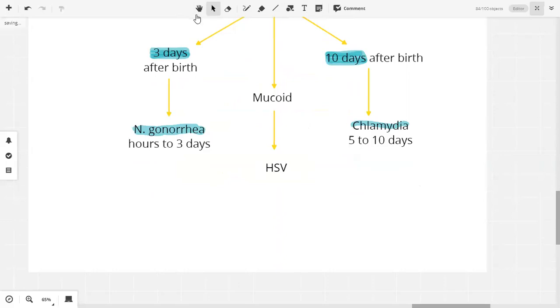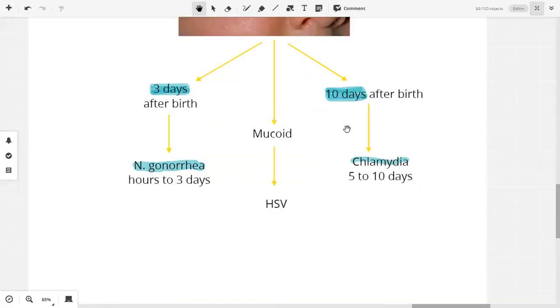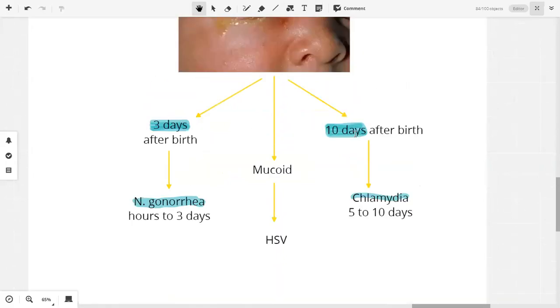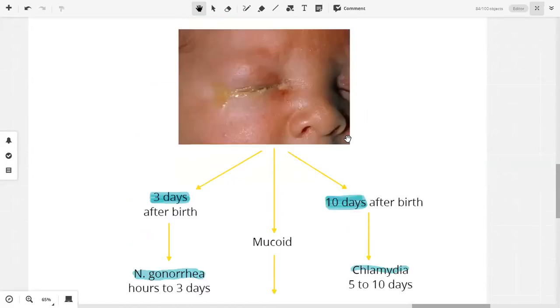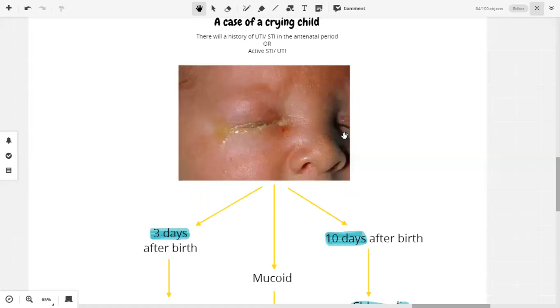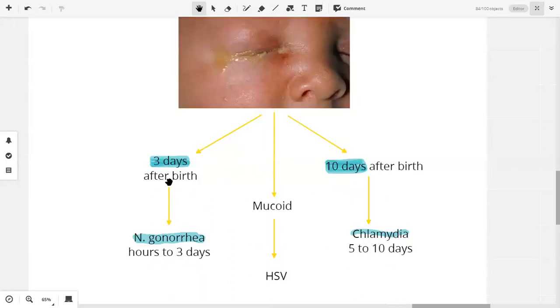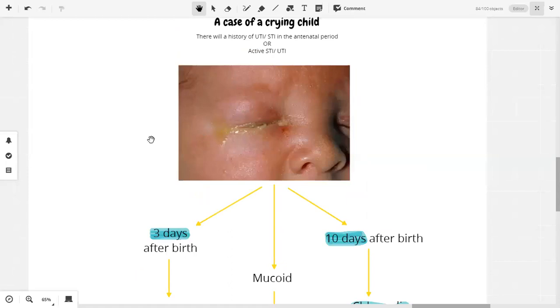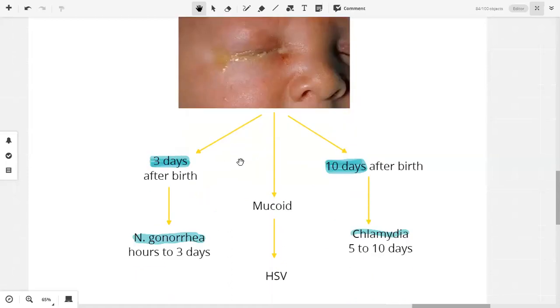These are the important lines you have to remember. In MCQs, you always have to remember this: everything you need to know to form a diagnosis will be given to you in the MCQ. In any SCQ or MCQ on neonatal conjunctivitis, you will always be given the type of discharge, you will always be given the incubation period.